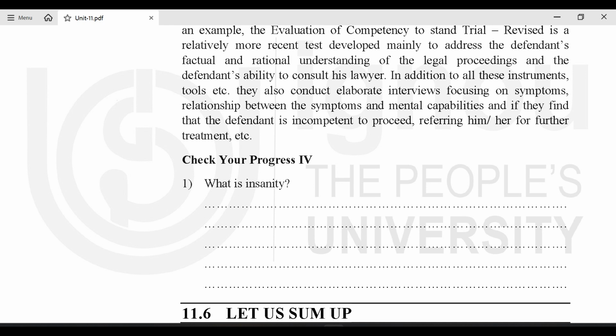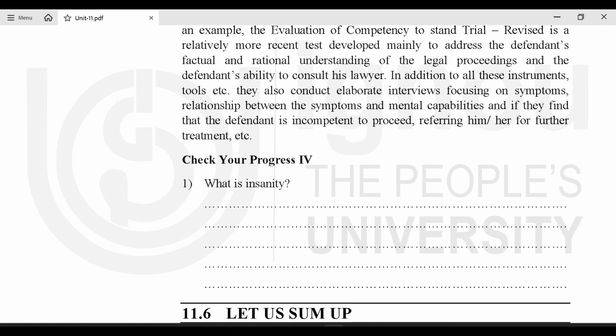To give an example, the Evaluation of Competency to Stand Trial-Revised is a relatively recent test developed mainly to address the defendant's factual and rational understanding of the legal proceedings and the defendant's ability to consult his lawyer. In addition to all these instruments, they also conduct elaborate interviews focusing on symptoms and the relationship between the symptoms and mental capabilities, and if they find that the defendant is incompetent to proceed, they refer him/her for further treatment.